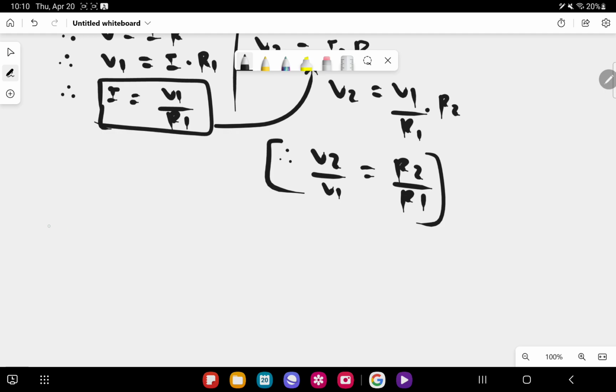Moreover, the total voltage drop across the circuit is V, and it is the sum of individual voltage drops across each resistor. So the voltage drop across resistor R1 is V1 and the voltage drop across resistor R2 is V2. Therefore, V is equal to V1 plus V2. Alright.